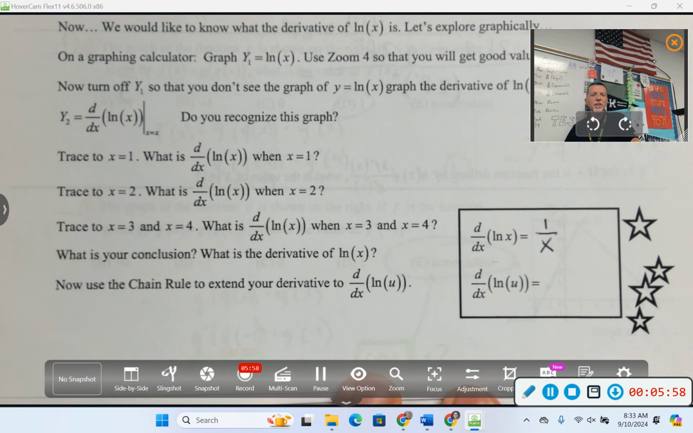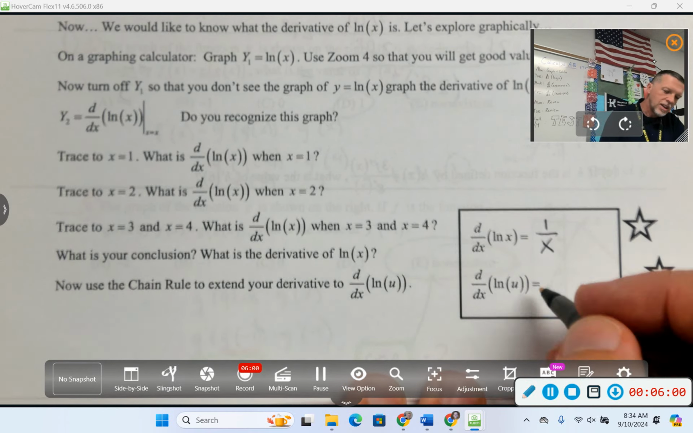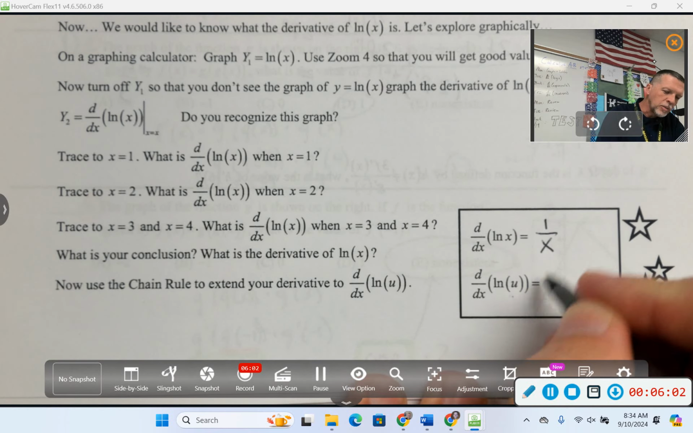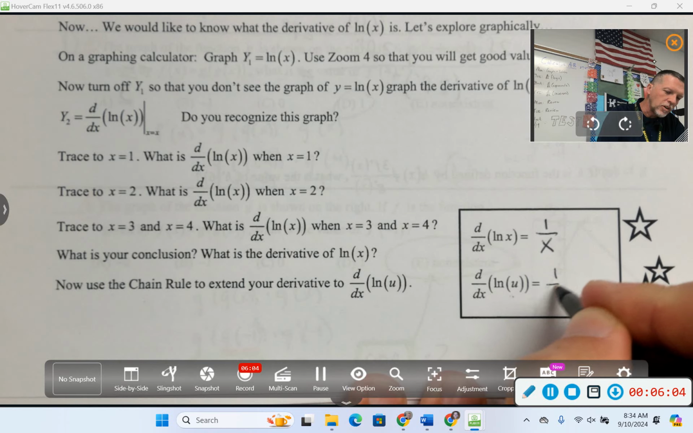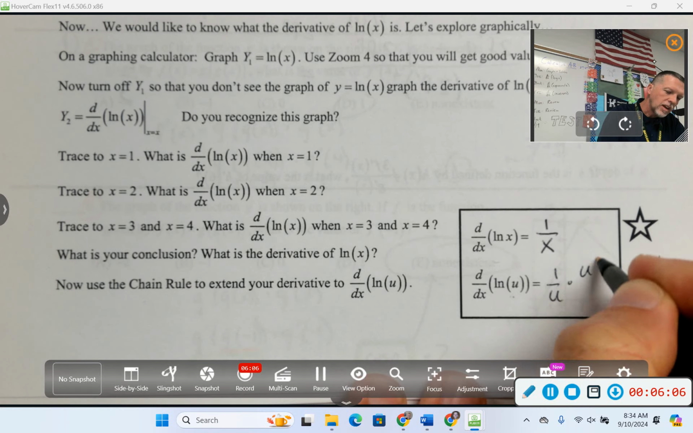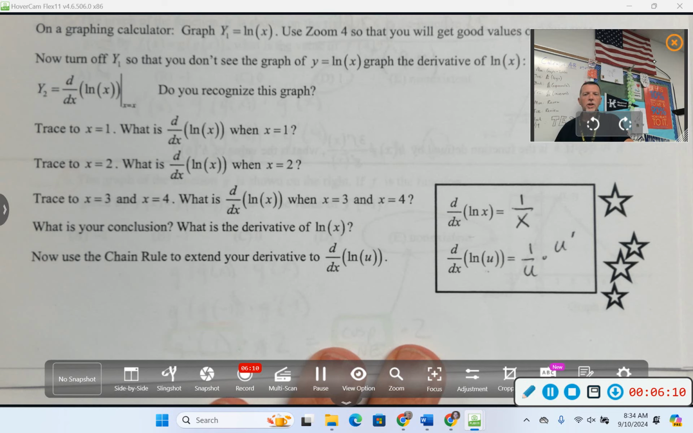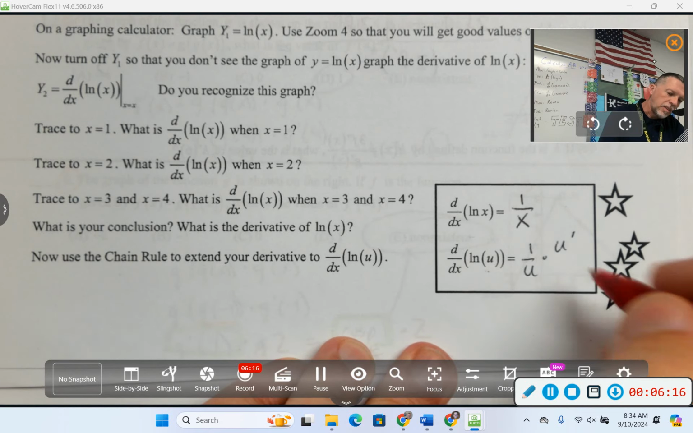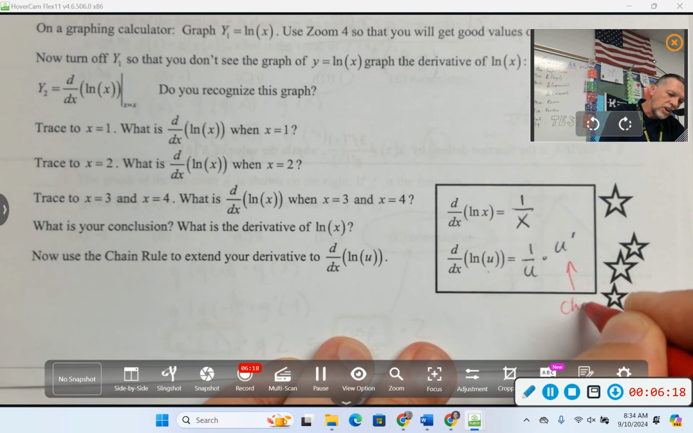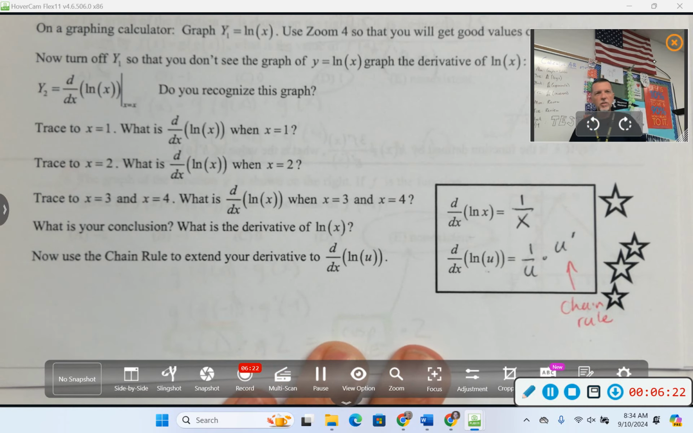So the derivative of natural log of u, now we're going to have to use the chain rule, but it's the same process. It's 1 over the argument times the derivative of the argument. Again, that is a chain rule thing, a result of the chain rule.